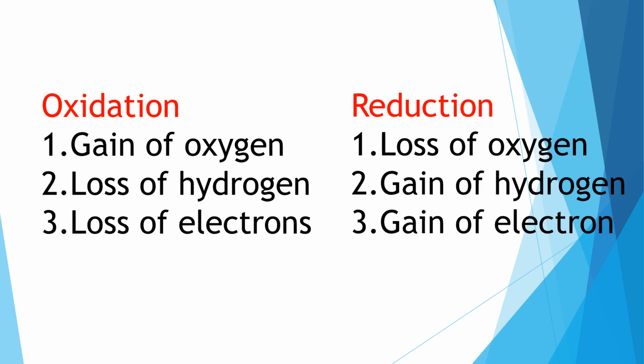So movement of electrons in chemical reactions is known as oxidation and reduction. So we can define oxidation and reduction in this way. Oxidation is gain of oxygen and reduction is loss of oxygen. Oxidation is loss of hydrogen and reduction is gain of hydrogen. Oxidation is loss of electrons and reduction is gain of electrons.